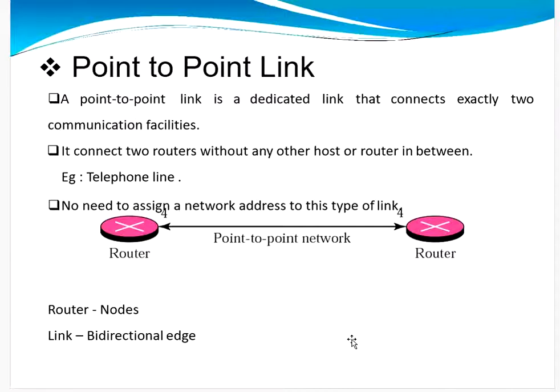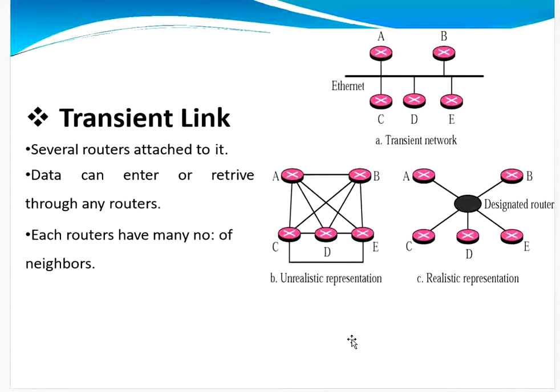The next type of link used by the OSPF protocol is the transient link. You can see in this diagram that in a transient network, several routers are attached to it. Data can enter or be retrieved through any router. Whenever we want to retrieve or enter data, it is possible through any of the routers in the network.